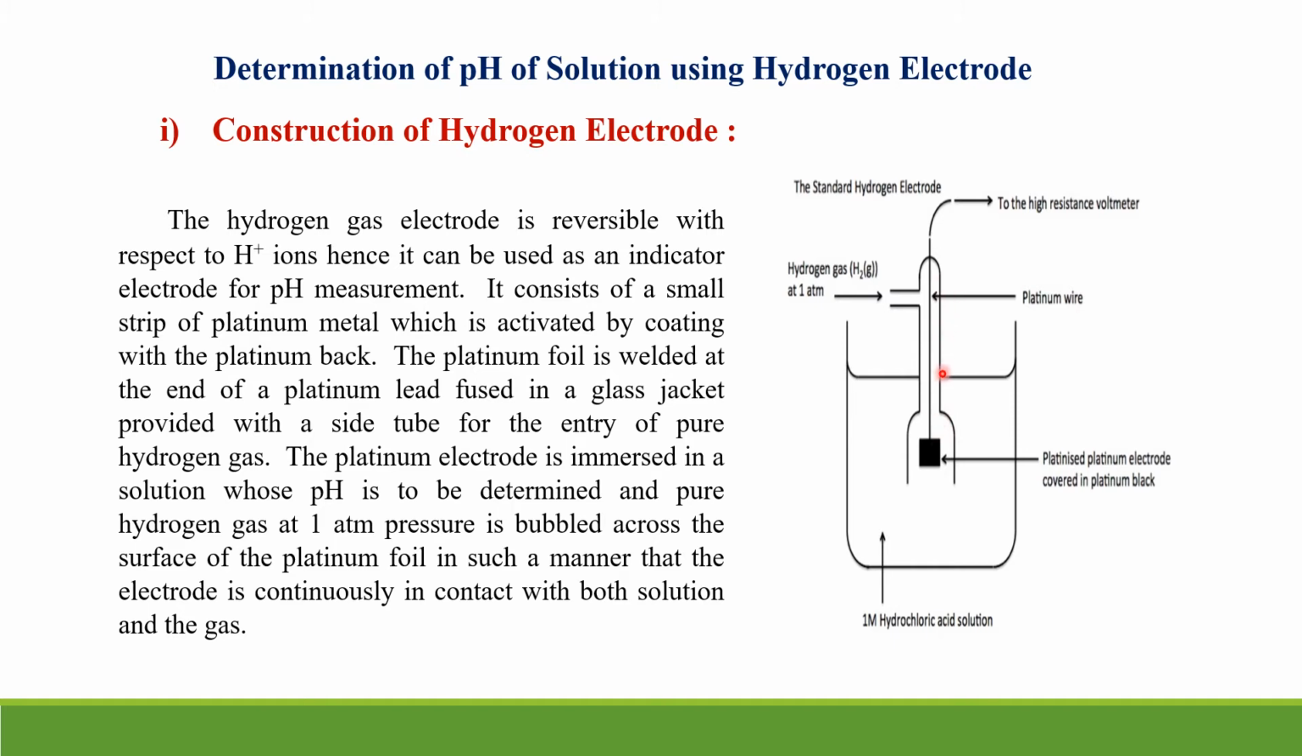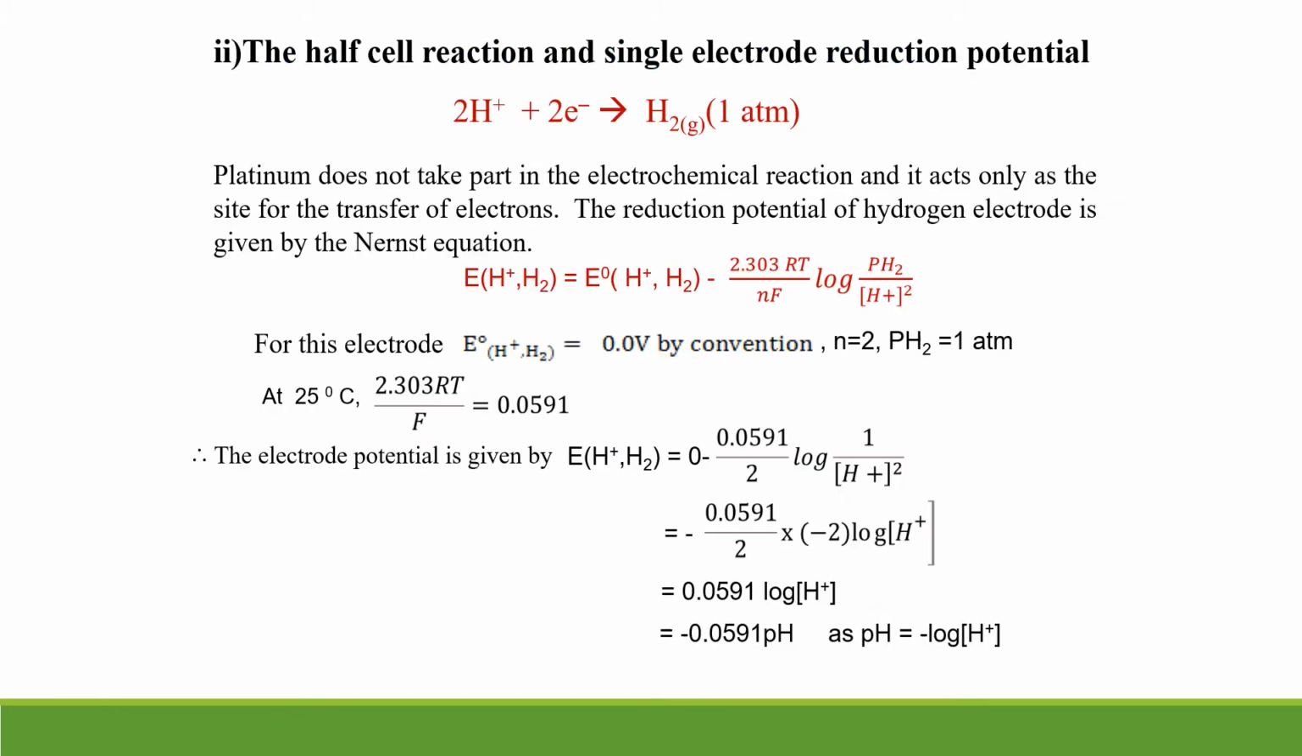This hydrogen electrode we can connect to a high resistance voltmeter, as shown here, or you can connect it to a pH meter. And this beaker contains 1 molar hydrochloric acid solution, or you can take your experimental solution of which you have to determine the pH.